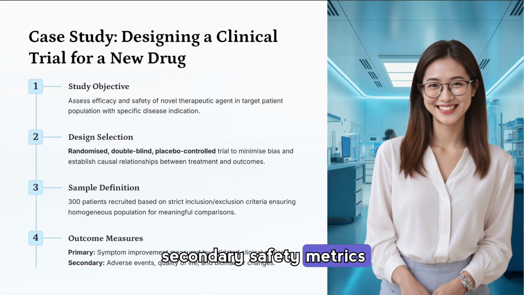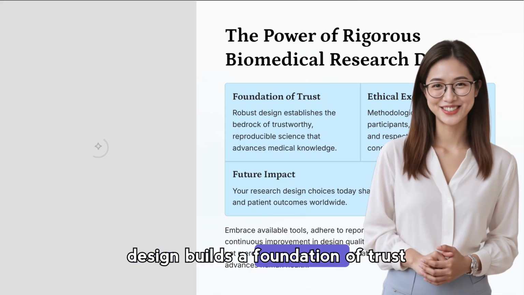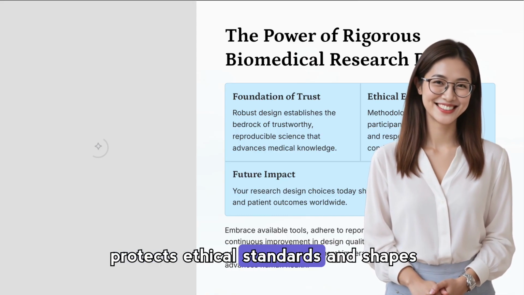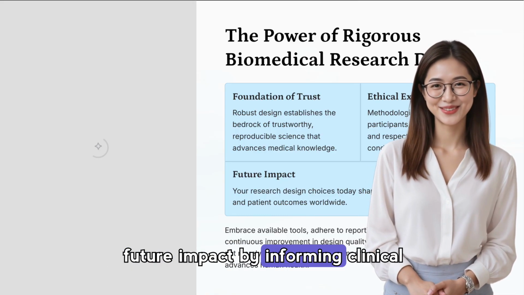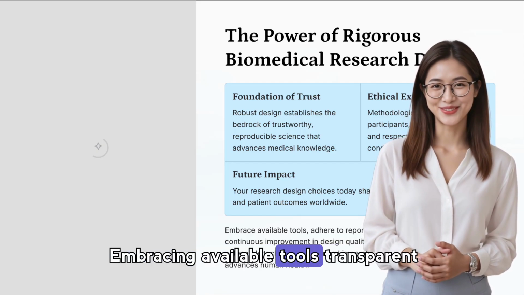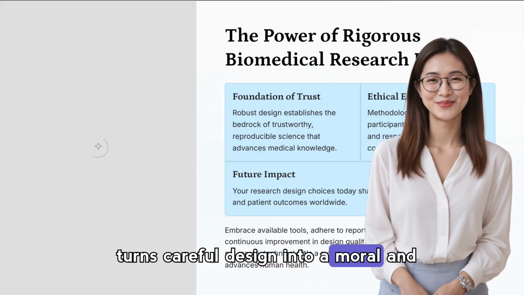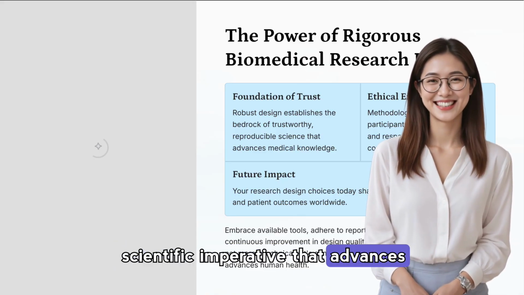secondary safety metrics. In closing, rigorous biomedical research design builds a foundation of trust, protects ethical standards, and shapes future impact by informing clinical practice and patient outcomes. Embracing available tools, transparent reporting, and continuous improvement turns careful design into a moral and scientific imperative that advances human health.